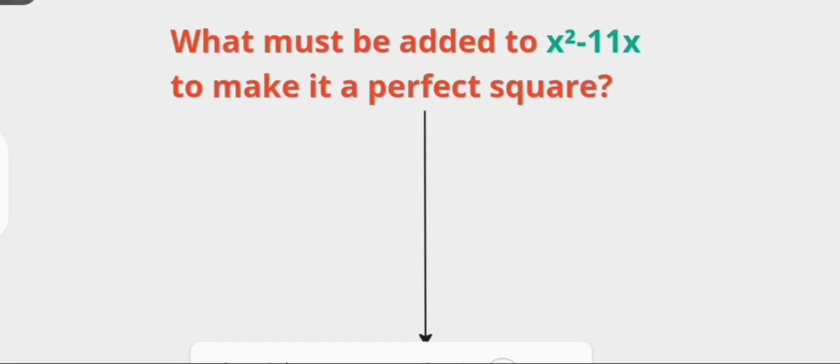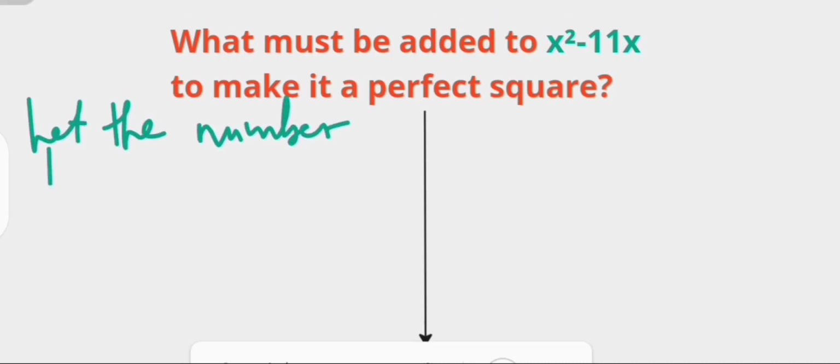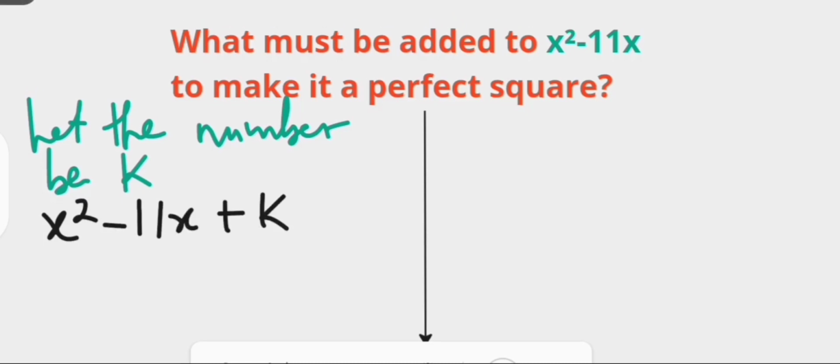Here is another one. What are we going to add to x² minus 11x to make it a perfect square? We can let the constant as usual be k. So that the expression can be written as x² minus 11x plus k. And this will be equivalent to a perfect square, say x minus a all squared, when factored as a perfect square. Minus was used there because we have a negative sign before the 11x.